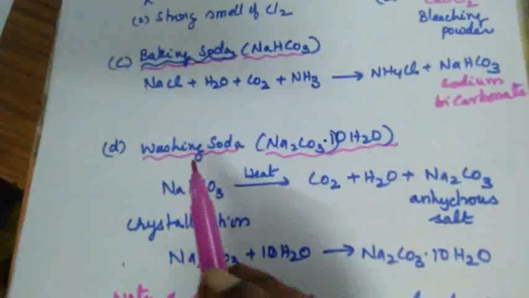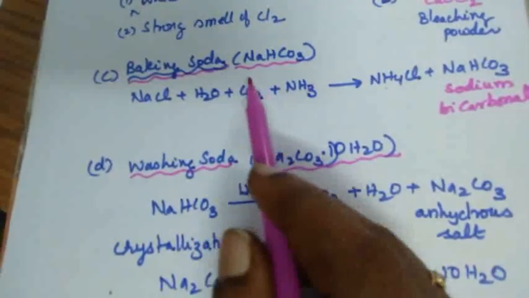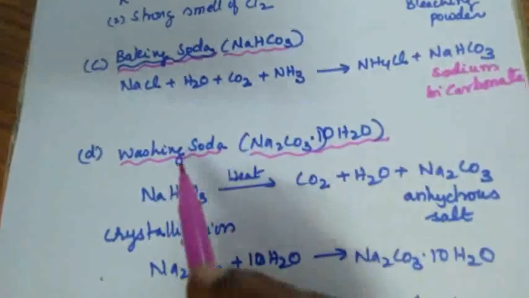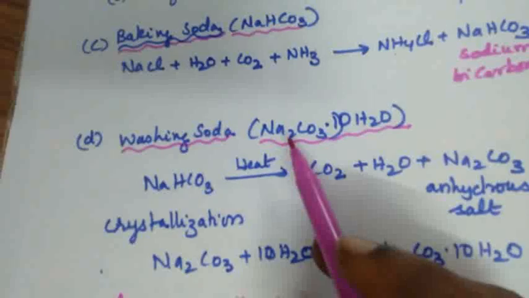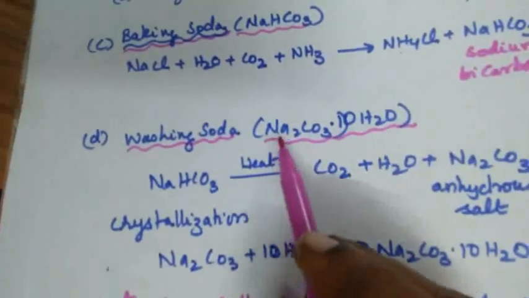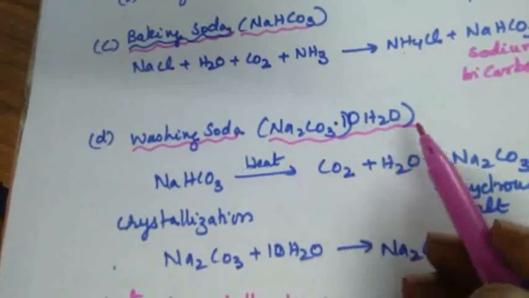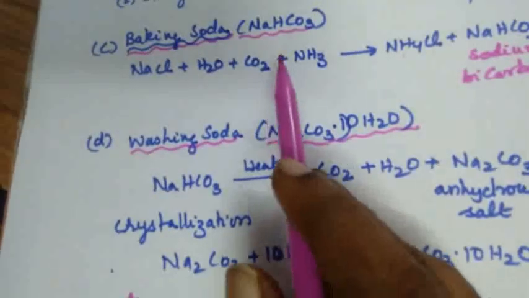Okay, next we have washing soda. Baking soda is used for food materials. Washing soda is for washing the clothes. So it is Na2CO3.10H2O. Na2CO3.10H2O is the formula. So what we do, again from the step.